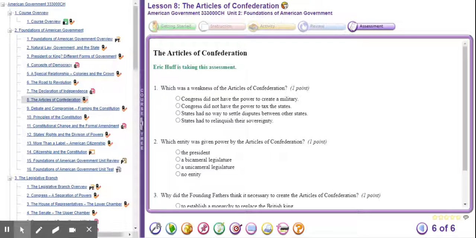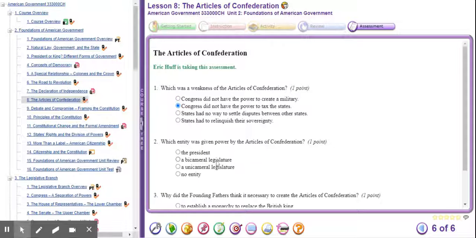Remember, I said the Articles of Confederation, the central government was really, really weak. So let's look at these options. Congress did not have the power to create a military. Congress did not have the power to tax the states. States had no way to settle disputes between other states. States had to relinquish their sovereignty. Okay, so what is it? Well, which was a weakness? Well, the big issue was that Congress didn't have the power to tax the states.